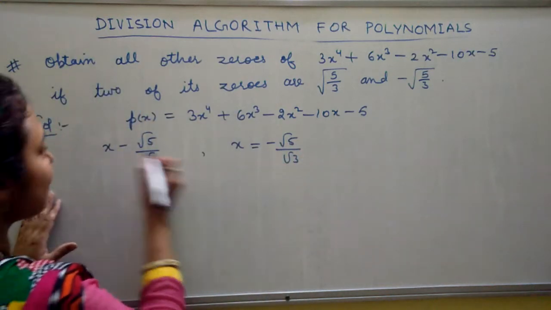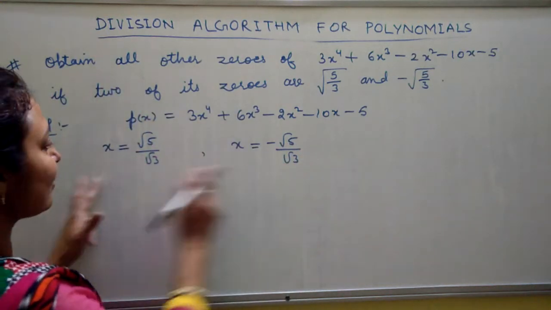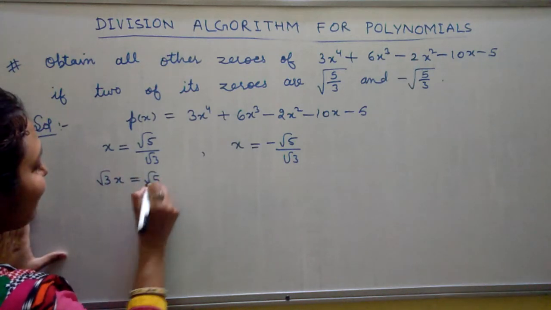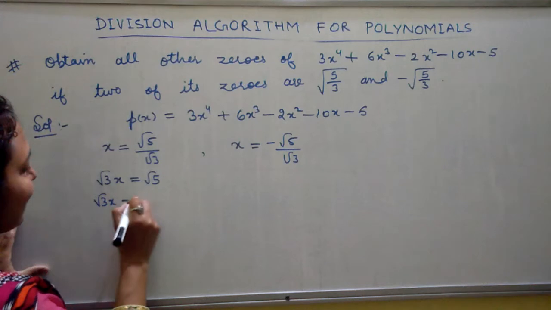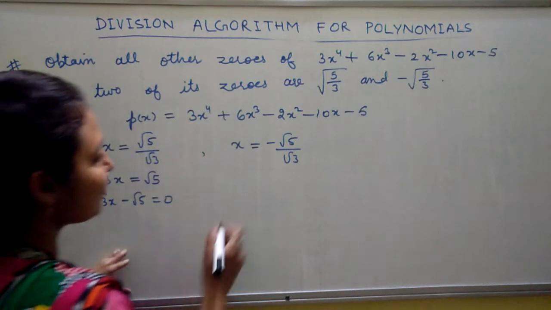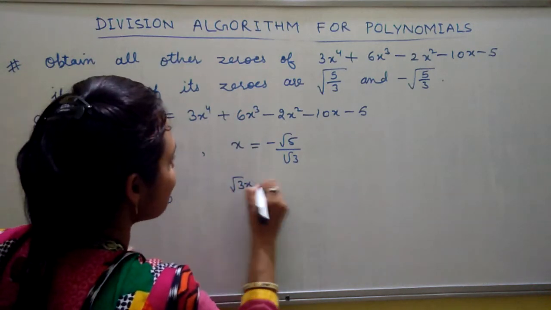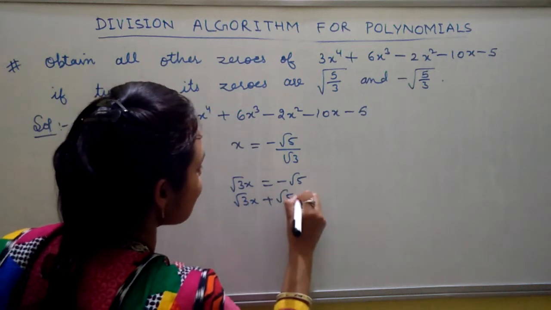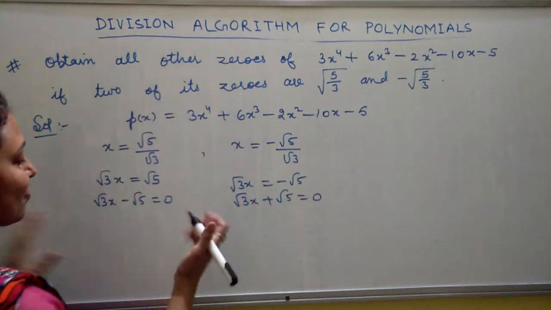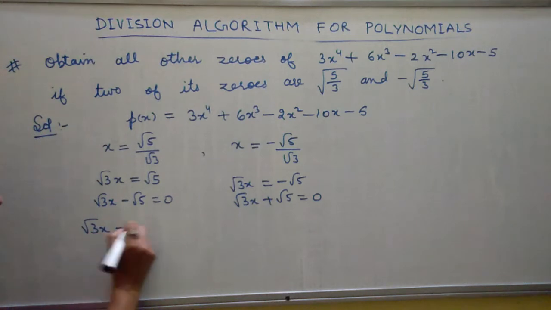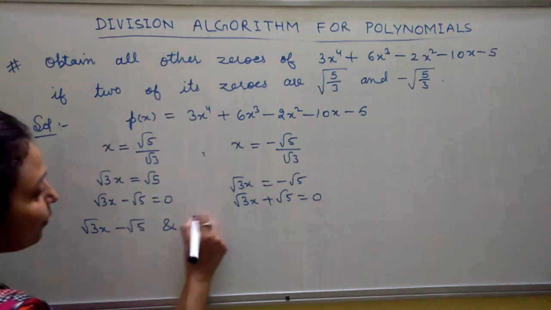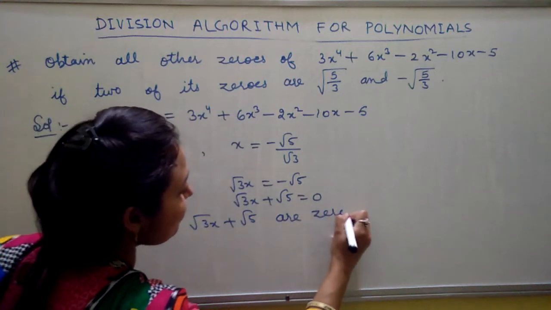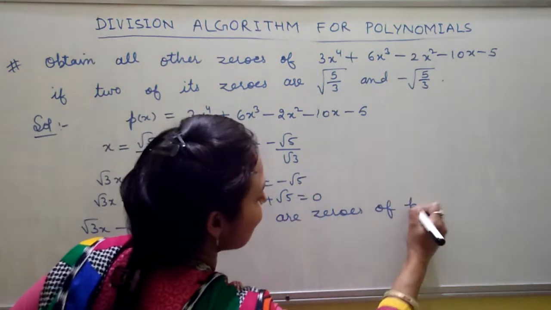When we take the first value and the second value, we take root 3x equals root 5, so root 3x minus root 5 is equal to 0. That is one of the zeros. Second, root 3x is equal to minus root 5, so root 3x plus root 5 is equal to 0. So we have two zeros. That means root 3x minus root 5 and root 3x plus root 5 are zeros of p(x).